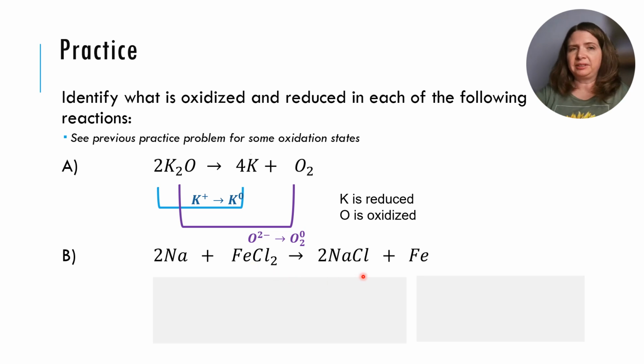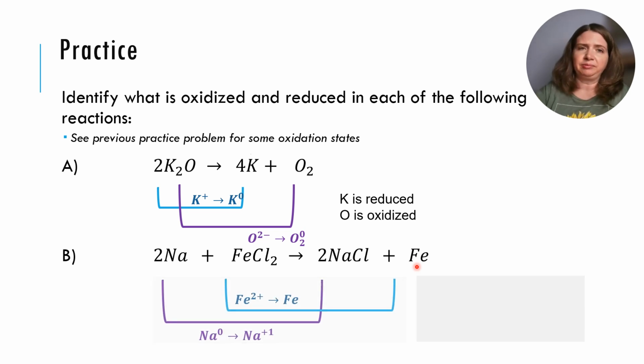On the product side, sodium is now in an ionic compound, NaCl. In NaCl, sodium has a +1 oxidation state and chlorine remains -1. Iron is now in its elemental form, not bonded to anything. Its oxidation state is 0.